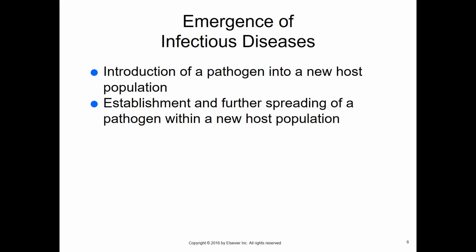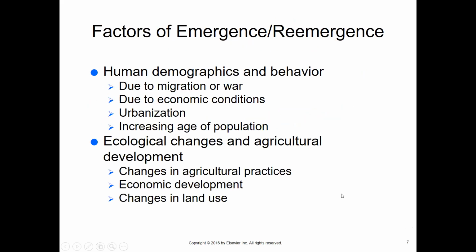So we have this increasing international threat of infectious diseases, as we see with COVID. All right, the introduction of the pathogen into the new host population, and then the establishment and further spreading of the pathogen within that new host population is a process referred to as adoption. These new infections often seem strange, but there are usually specific factors that are responsible for the emergence.